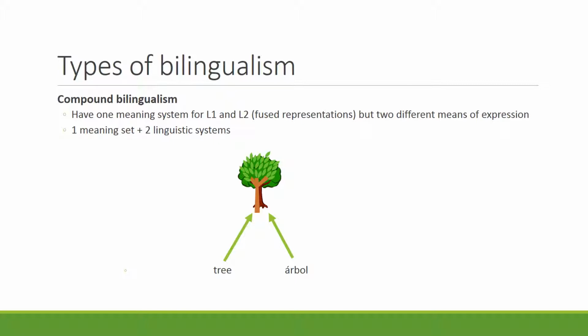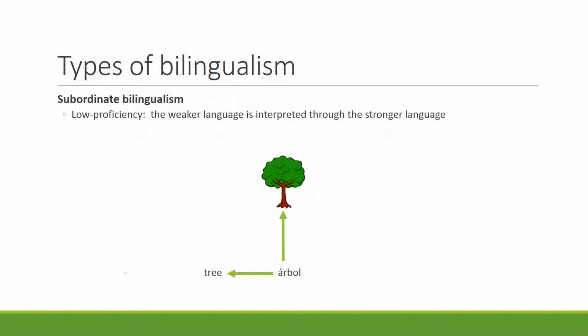So the difference between compound and coordinate bilingualism will probably make a little bit more sense when we start to talk about some specific examples in the upcoming slides. Stay tuned. And then the last form of bilingualism that language scientists talk about is what's called subordinate bilingualism. And this occurs when you're weak in a language. When the second language that you're learning, you're new to it, you don't know it that well. So you have some struggles.